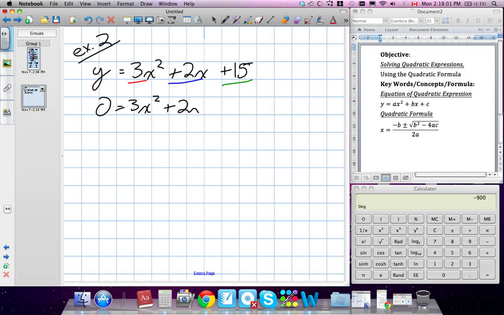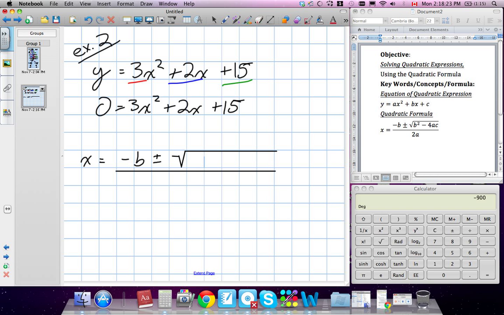So I'm going to put it into the quadratic formula. x is equal to negative b plus or minus the square root of b squared minus 4ac, everything divided by 2a. We're going to plug our numbers in.